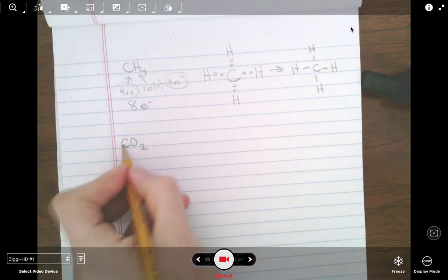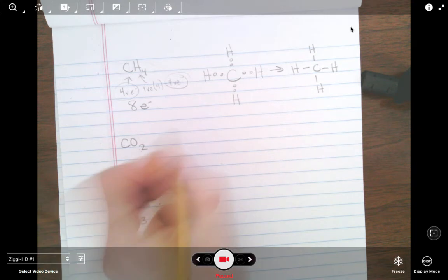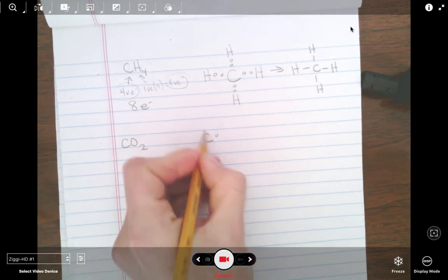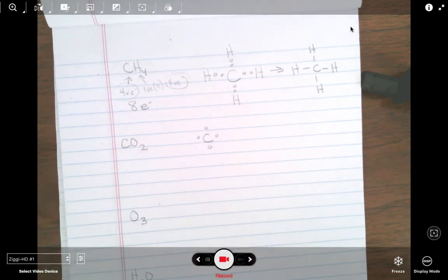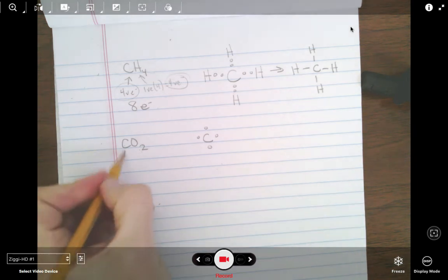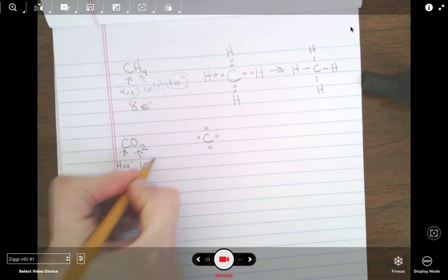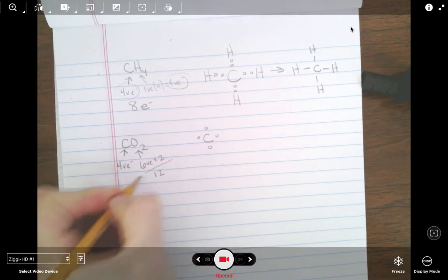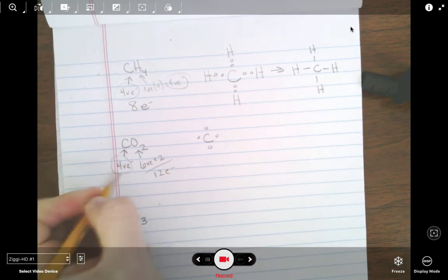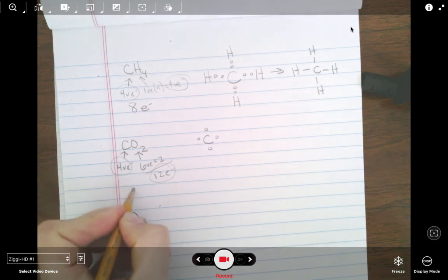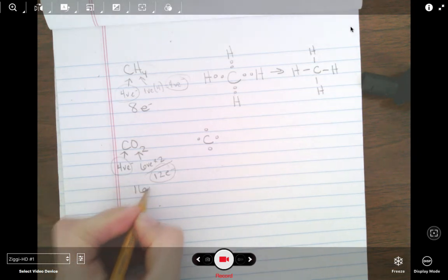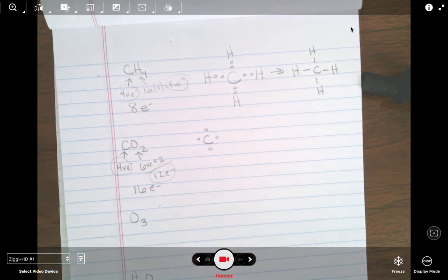The next one, carbon dioxide, CO2. Carbon goes in the center. It has 4 valence electrons. And because there's only 2 oxygens, each with 6 valence electrons, that's a total of 12 electrons. So I have 4 electrons from the carbon, 12 from the oxygens, that's a total of 16 electrons. So I need to make sure when this molecule is done that there are 16 electrons.